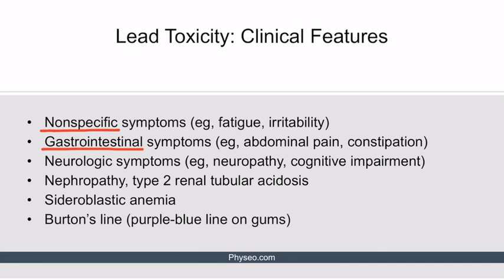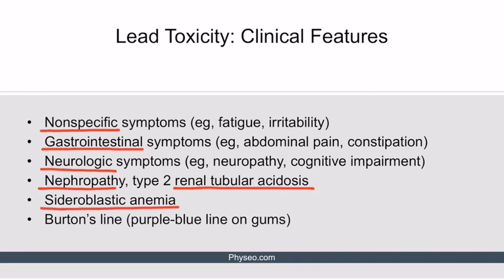Others may present with more serious symptoms, such as sensory or motor neuropathy, or cognitive impairment that can manifest as forgetfulness in adults, or neurodevelopmental delay in children. Notably, peripheral neuropathy secondary to lead toxicity often manifests on exams as foot drop, wrist drop, or sensory neuropathy in the stocking glove distribution. Exposure to lead can also lead to nephropathy, type 2 renal tubular acidosis, and, as we saw earlier in the presentation, sideroblastic anemia, which is a type of microcytic anemia.